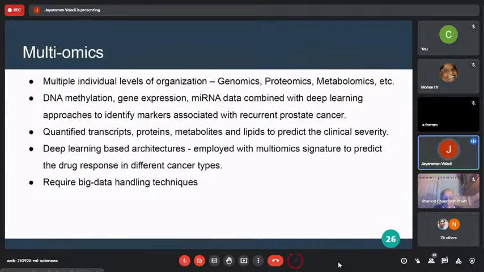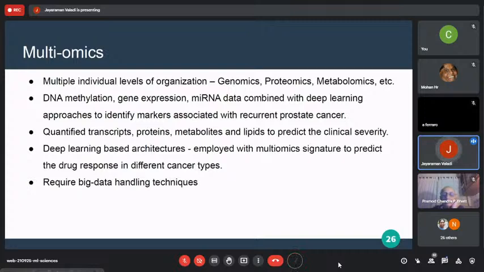Now, we have individually explained the genomics, proteomics, and metabolomics methodology. Now, all this omics data can be gathered together. And when we gather this multiple omics data, it really becomes a very big data problem with multiples of descriptors. So all this omics data can be combined together and then can be used as input. Essentially, because we are having deep multi-omics data, we cannot use the normal categories of classifiers. We would use deep learning methodologies and input this multi-omic data to identify markers associated with the different diseases, including prostate cancer. And we can use different combinations of the different omics data. So you can quantify transcripts, the protein profiling, and metabolites and lipids to predict the clinical severity.